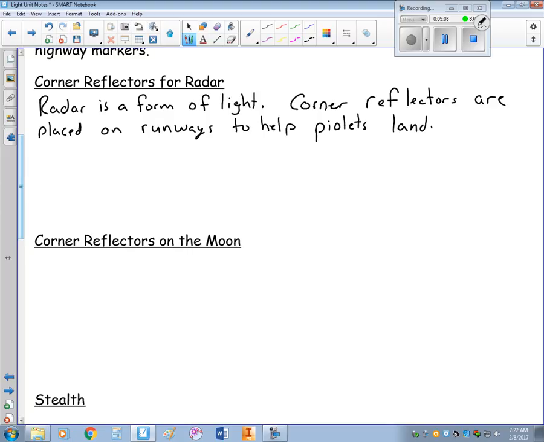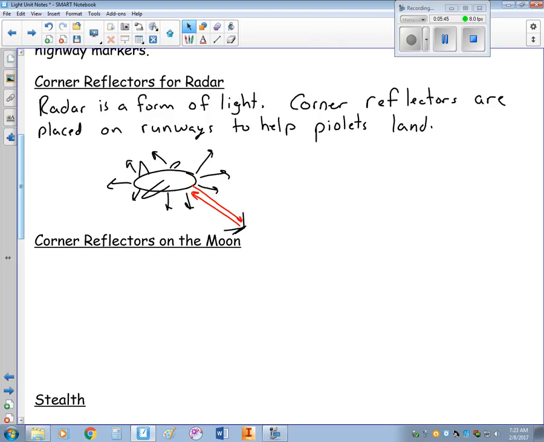There's a radar emitter on the plane, and it sends out a radar signal in many directions. So let's say that this is our plane. It's sending out signals in all directions, even some behind it. And then on the ground, there's going to be a corner reflector. And those special radar signals that happen to hit it are going to come back to the plane. And that helps the plane judge distance from how far it is from that specific corner reflector.